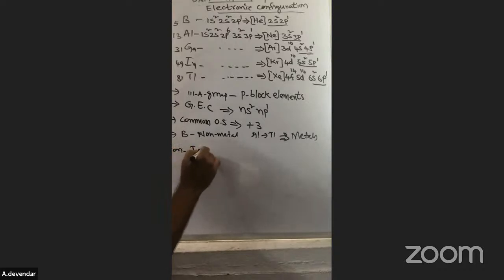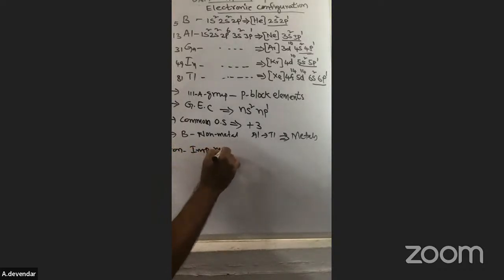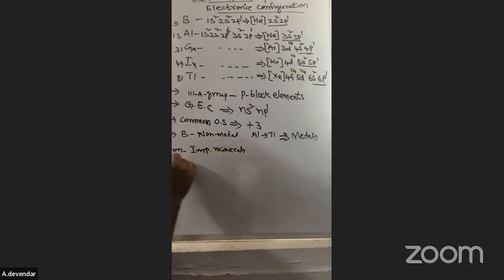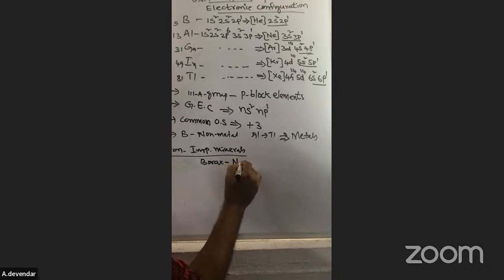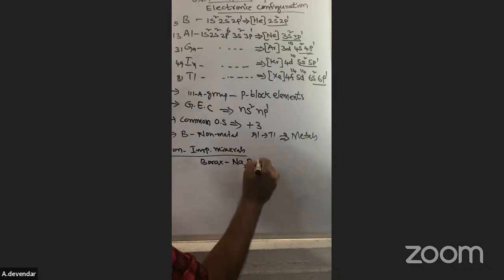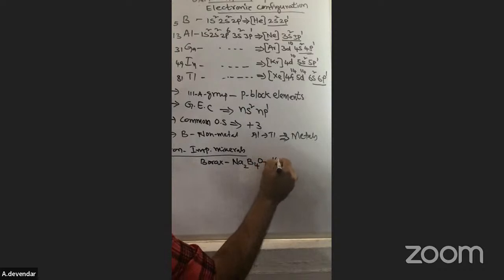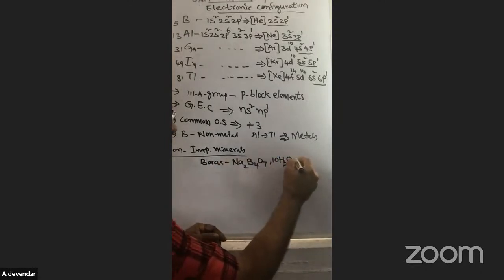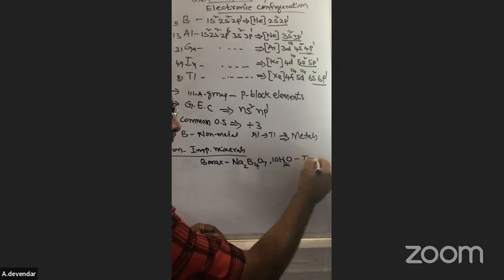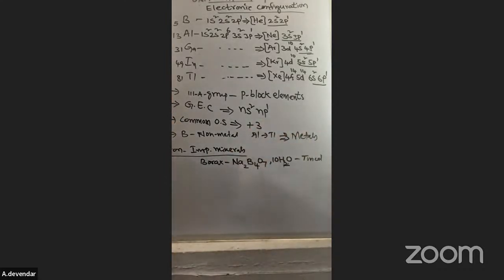Boron's important mineral, as I already told you, is only one, that is borax. Borax is the important mineral of boron. The formula is Na2B4O7.10H2O. This is called borax. You have to remember the borax formula Na2B4O7.10H2O. The crude form of borax is called tinkal. Remember, this is very important.